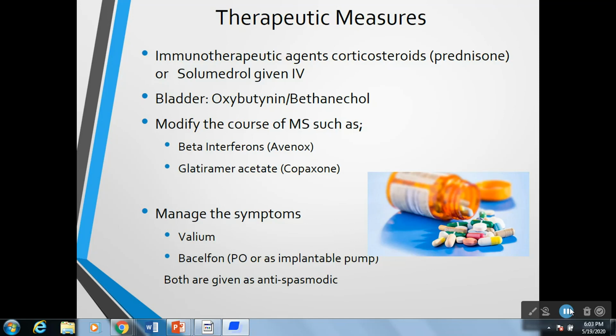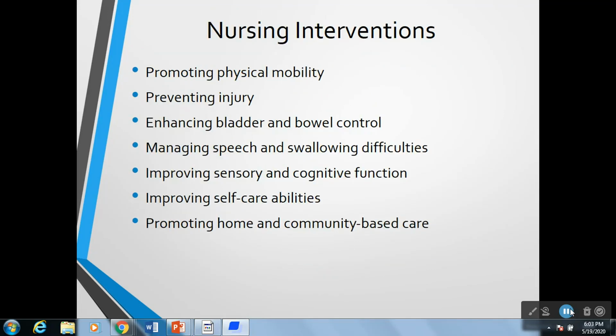Nursing interventions: we definitely don't want the patient to have any excessive heat. Like, don't give them a heating pad, keep the room cool, because that seems to bring on a lot of the symptoms. Decrease stress. Infection can also bring on the symptoms. You want to promote physical mobility. They may need some kind of assistive device, and prevent any kind of injury. Again, have their walker handy or anything like that, their wheelchair.